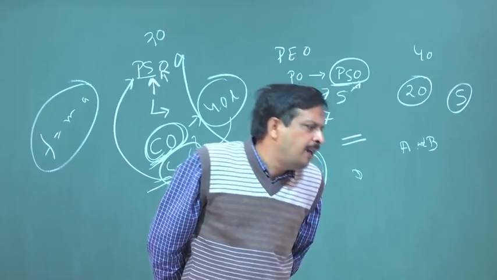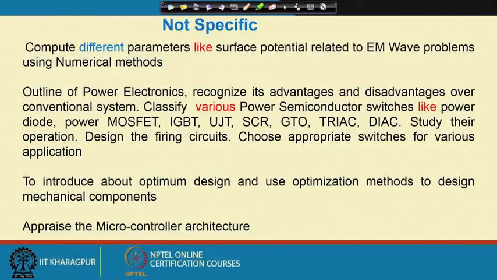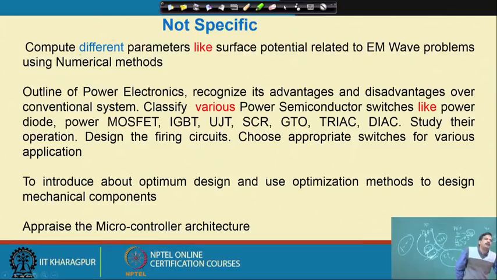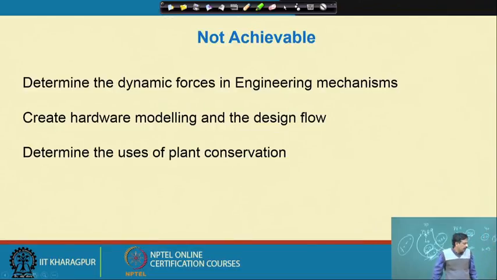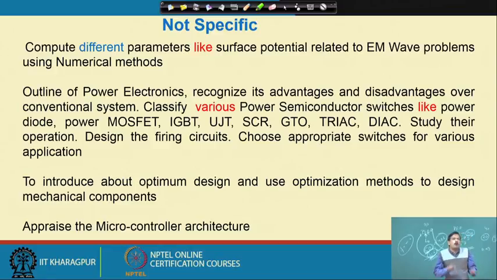So, different parameters, like surface potential related to EM wave. So, this is in your opinion. Instead of doing that, explain what you mean by different parameters. So, instead of writing that, I can write compute parameters in brackets A, B, C, D, E, F for a given kind of specification.